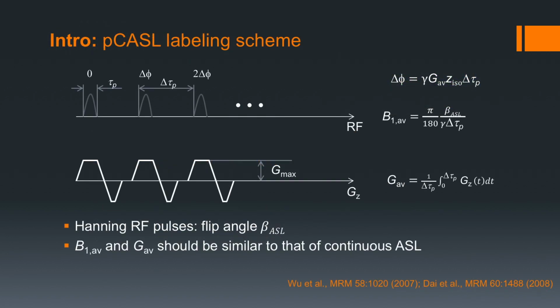The labeling scheme in Pseudo-Continuous ASL consists of a train of short RF pulses of the length tau p and the interpulse delay delta tau p. The pulses are applied in the presence of a labeling gradient, Gmax, with a successive rephasing gradient in the interpulse delay. The flip angle, the interpulse delay, and the moment of the rephasing gradient are chosen so that the averages of both the B1 field and the gradient correspond to that of continuous ASL.